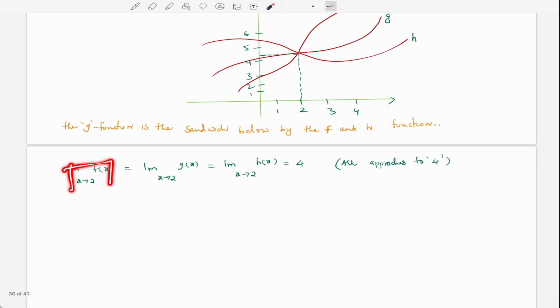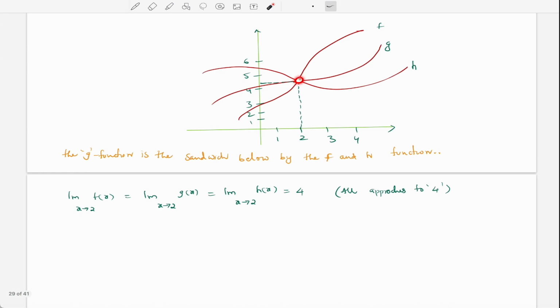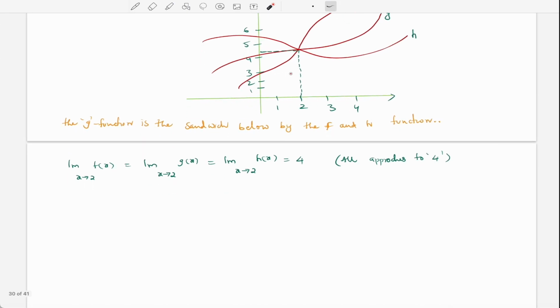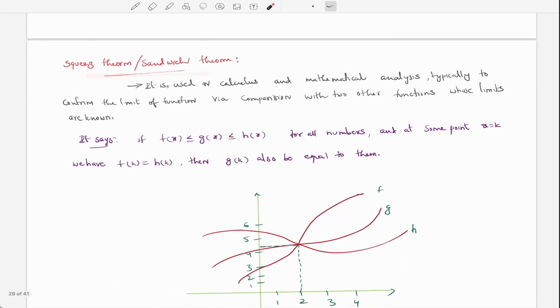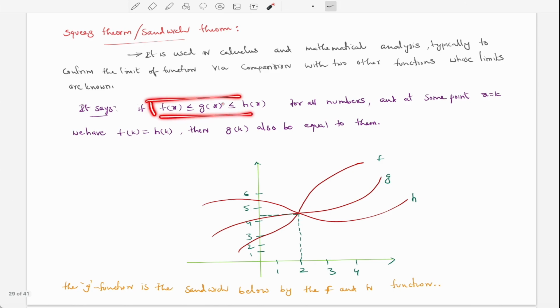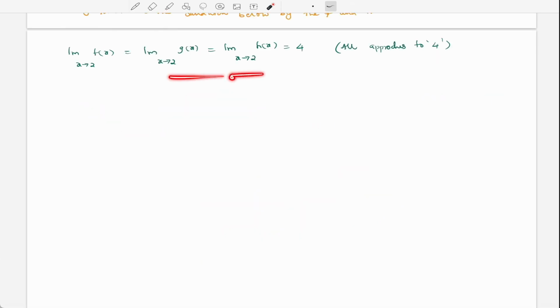So if we have three functions, and if these two are equal, it means g of x will also be equal to the constant. So here k is 2, which is equal to 4, meaning the limits of f of x, g of x and h of x are all approaching 4, as you can see by the diagram. I hope you have a basic understanding of what the sandwich theorem is. We just find the one function in the middle with the help of these two functions.